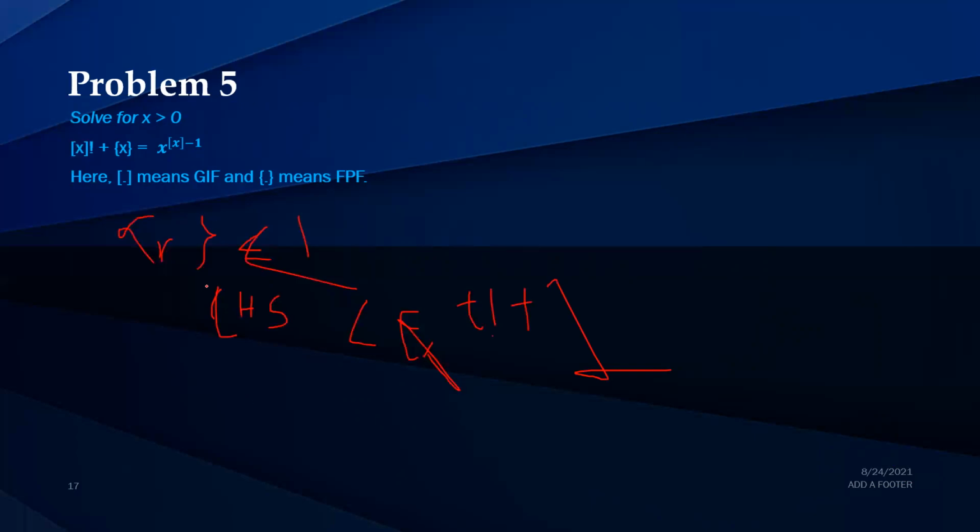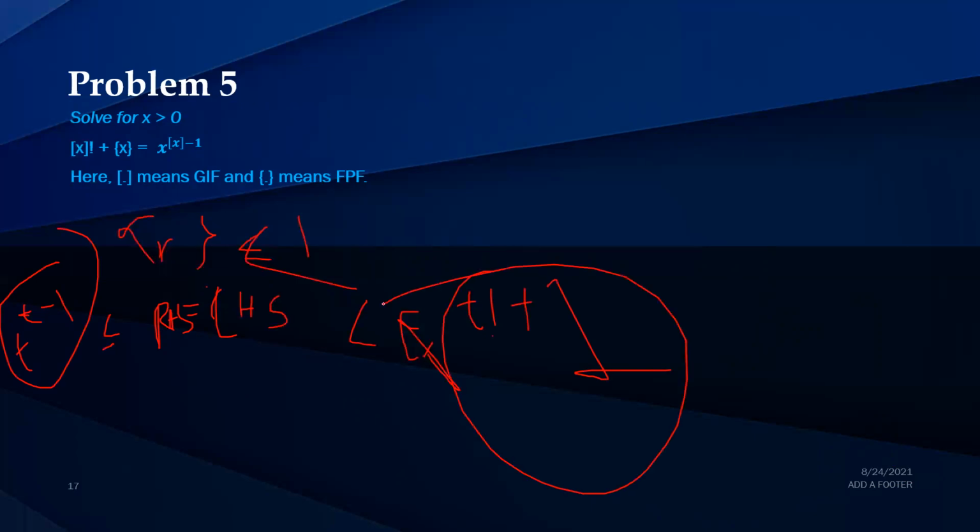And notice that LHS is equal to RHS, and RHS is greater than t raised to t minus 1. Now what you'll notice is that this is an exponent and this is a polynomial. But we know that an exponent is always greater than a polynomial. So this means that there is a bound for n.